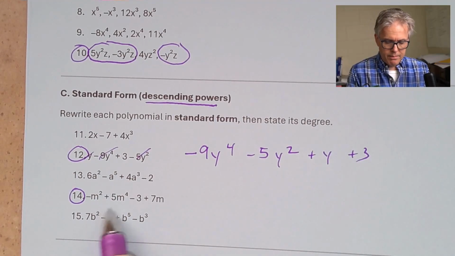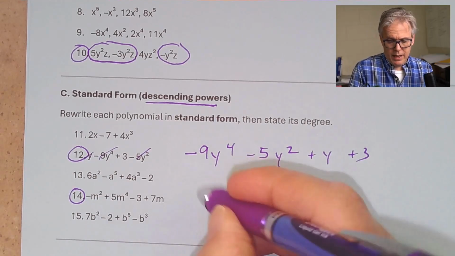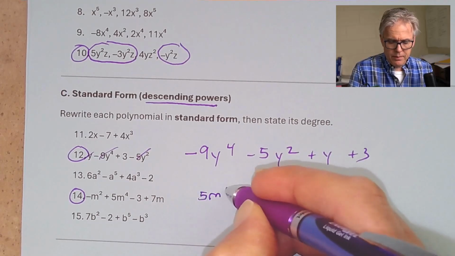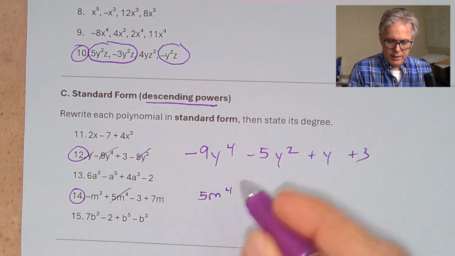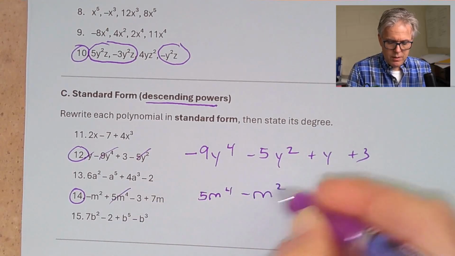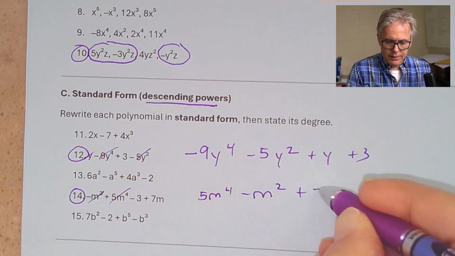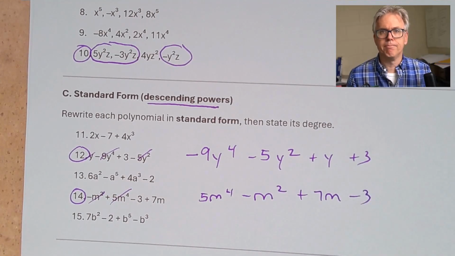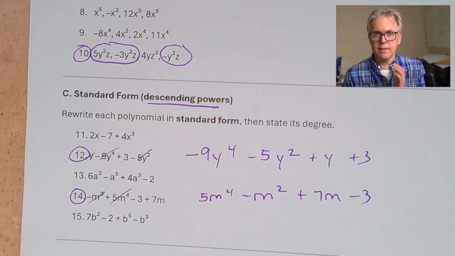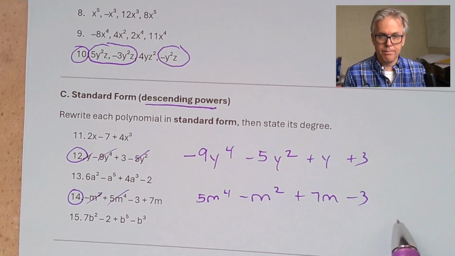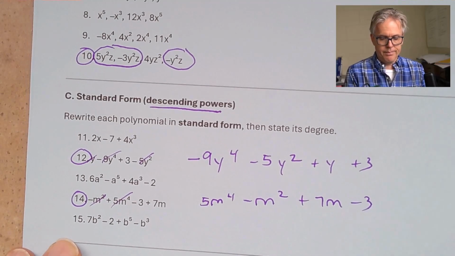Then how about number 14? Let's look, what do we got here? 5m to the 4th. And then we've got an m squared term, so minus m squared plus 7m minus 3. So not super hard. We're just rewriting this so that these are in descending order.